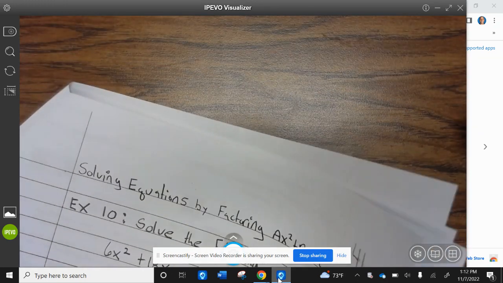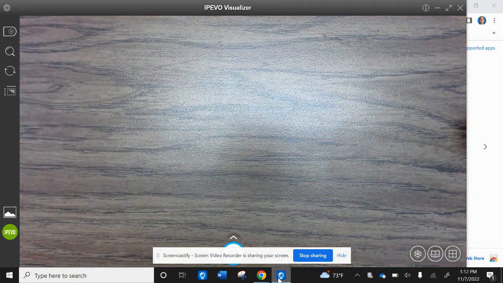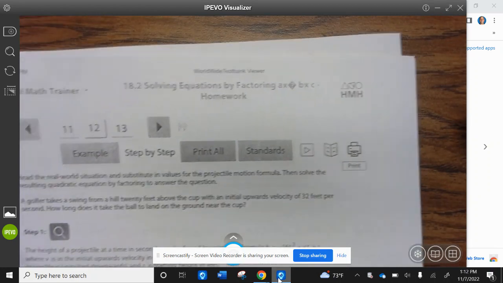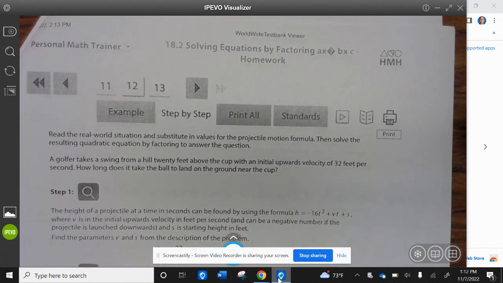All right, let's take a look at the last example. Oh, I'm sorry, second to last example. We've got 2 more to go. All right, read the real-world situation, substitute in values for the projectile motion formula. Then solve the resulting quadratic equation by factoring to answer the question. A golfer takes a swing from a hill 20 feet above the cup with an initial upward velocity of 32 feet per second. How long does it take the ball to land on the ground near the cup?